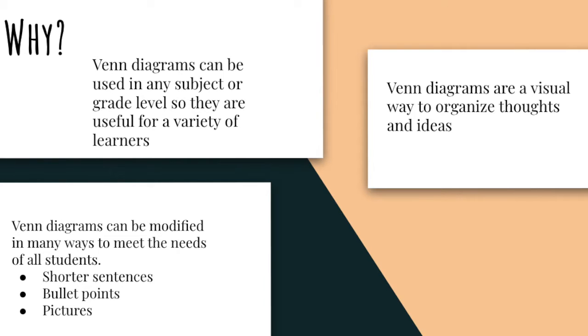Venn diagrams can also be modified in many ways to meet the needs of all students. They can be modified in ways such as using shorter sentences, bullet points, and using visuals and images. Since Venn diagrams are a visual way to organize ideas, it is very helpful for ELL students, struggling readers, and students with disabilities.